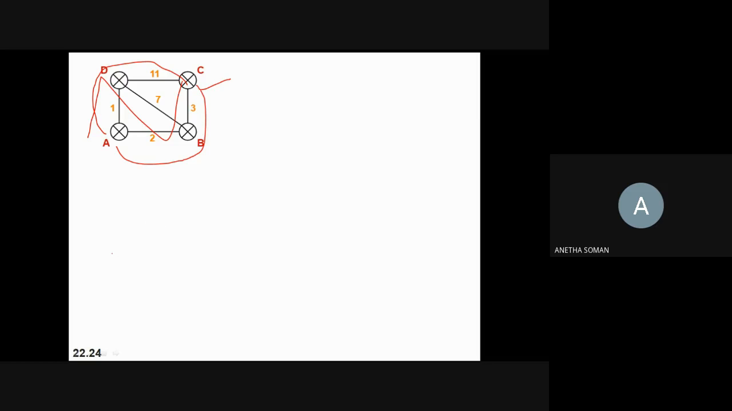If I'm making use of A, B, and C, the cost will be equal to 3 plus 2, which is equal to 5. If I'm making use of A, D, and C, the cost will be 11 plus 1, which is equal to 12. Now A, D, B, C, the cost will be equal to 15. So what is the minimum cost there? Minimum cost will be equal to 5. So I can write B, I have just got it as C5B. Router B only, through B only I can reach in a minimum cost.